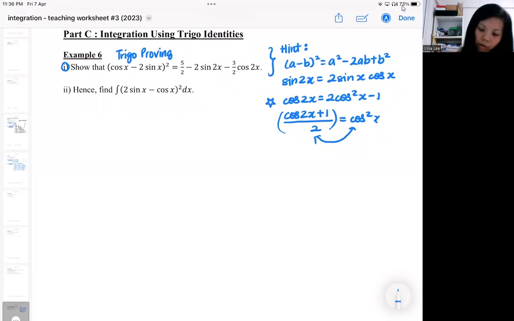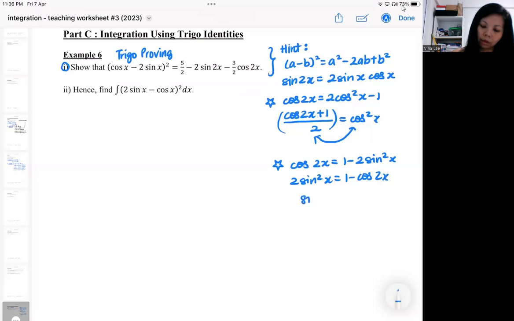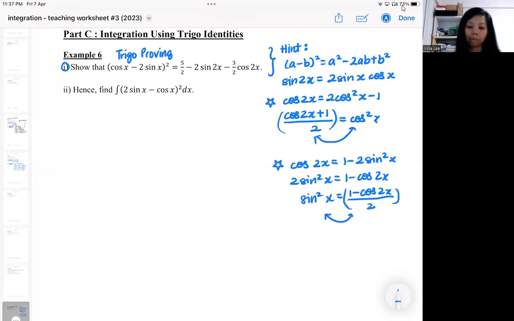Another one that you need to stare at will be cosine 2x equal to 1 minus 2 sine square. And you are making sine square the subject. So you will see that sine square has a huge fraction as well. So this will be the hint to help you to do your proving.